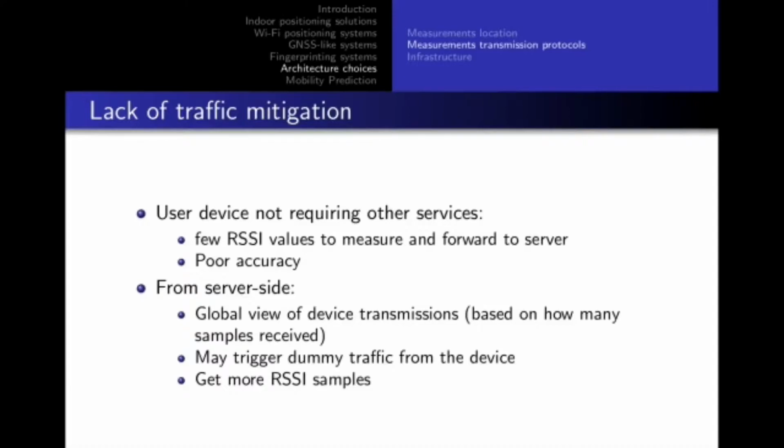So from the server side, you have to keep track of the number of the device transmissions, so based on how many samples you received, and you may ask the access points to trigger dummy traffic from the device, for instance by requiring layer 2 acknowledgements based on the Wi-Fi protocol stack. This way you can get more RSSI samples and improve the accuracy of the positioning.